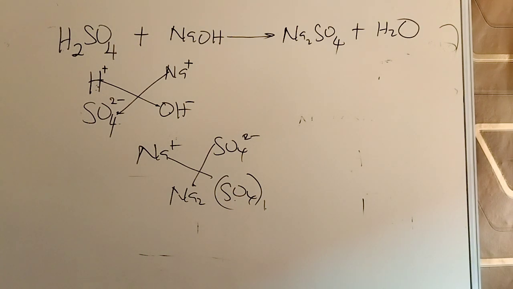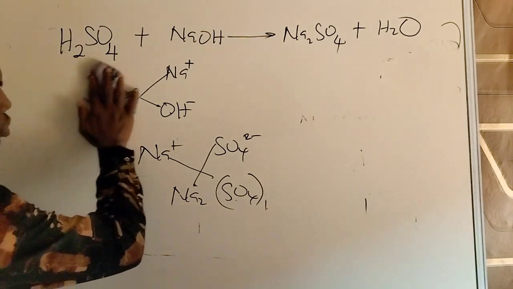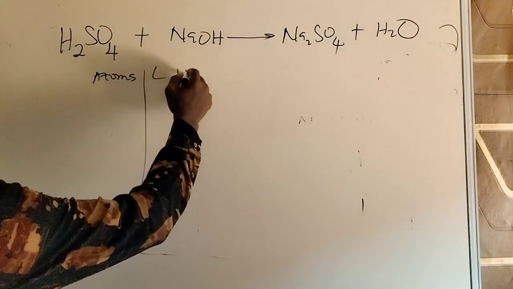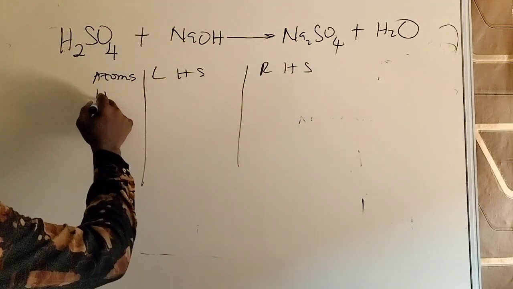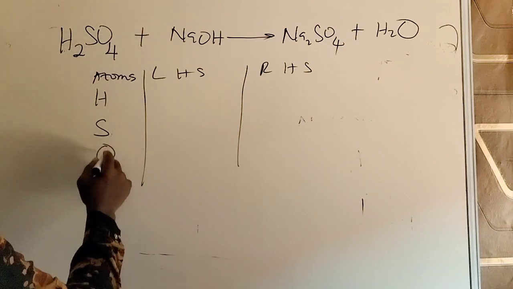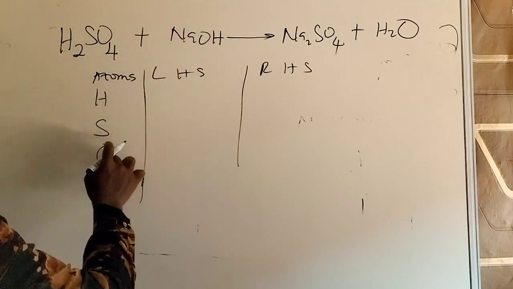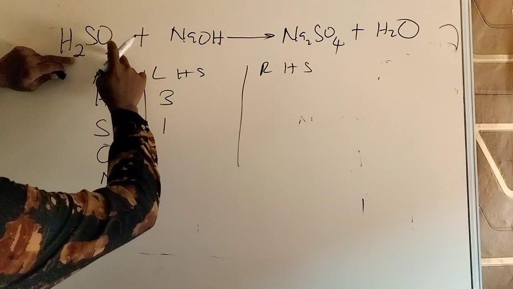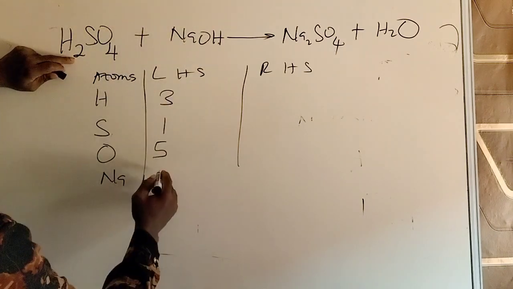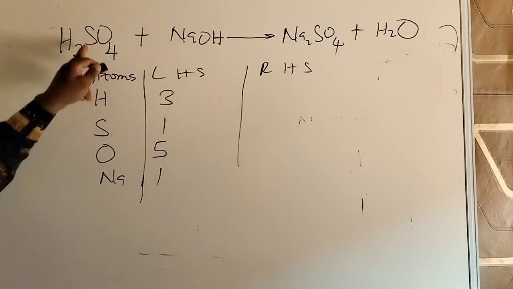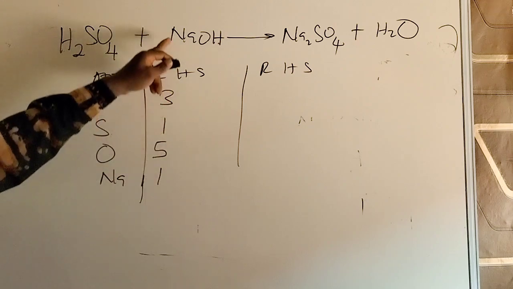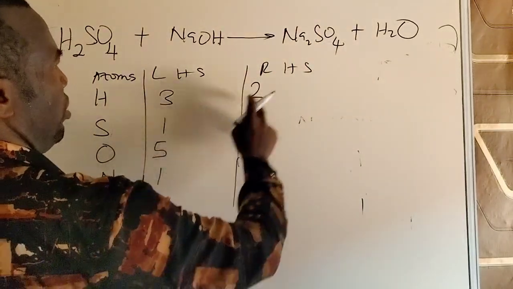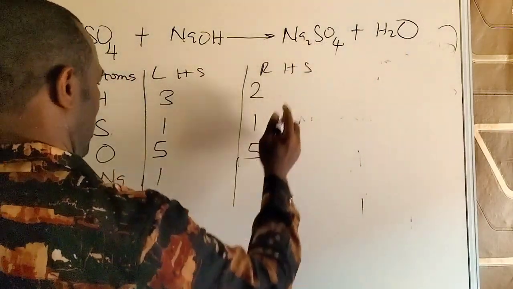So having produced that, you then balance the equation. How do you balance the equation? You count the atoms and then check whether it's balanced or not. The atoms on our left hand side, our right hand side. Pick the elements one by one: hydrogen, sulfur, oxygen, sodium. Let's count. Hydrogen is 2 plus 1, 3. Sulfur is 1 only. Oxygen 4 plus 1, 5. Sodium is only 1. On the other side, hydrogen is 2. Sulfur is 1. Oxygen 4 plus 1, 5. Sodium is 2.